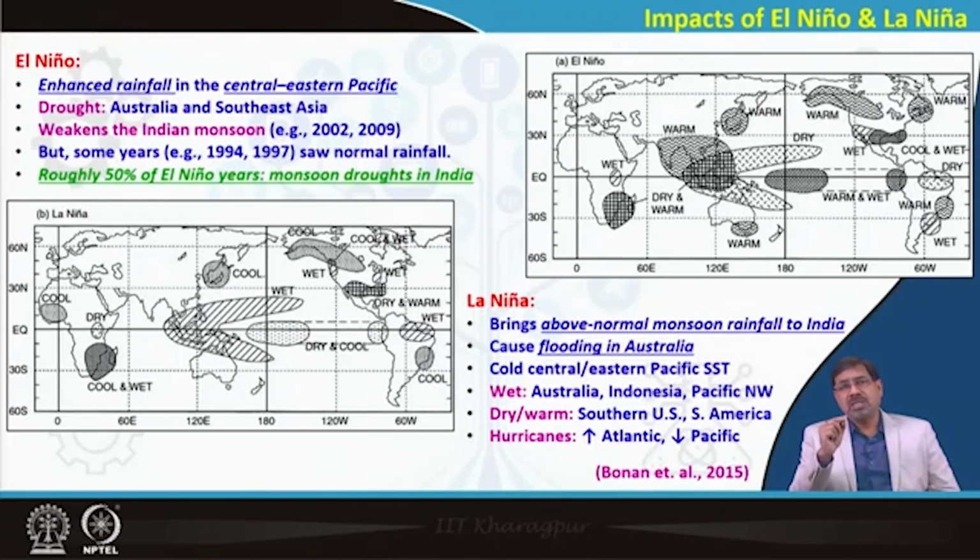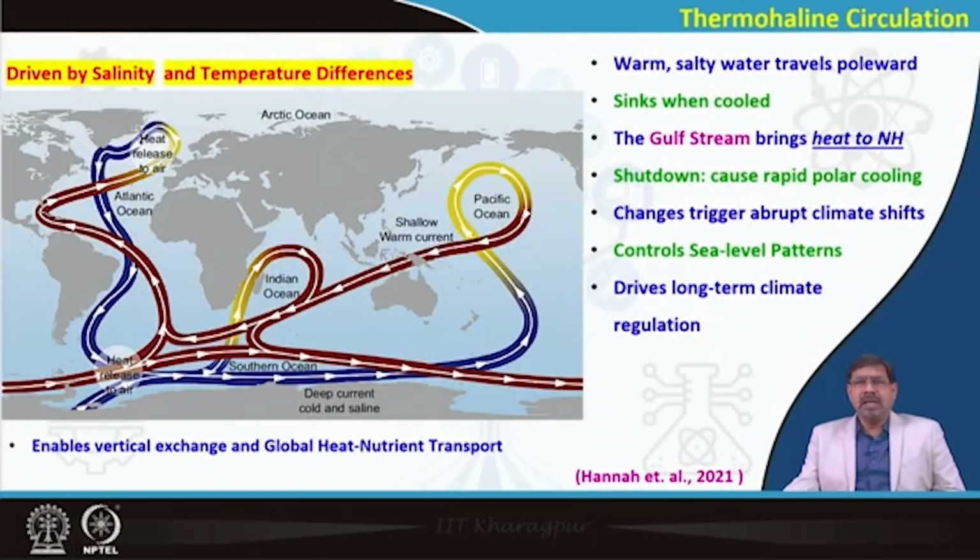So, the regions which have been hatched or encircled depict the impacts realized over different parts of the globe from El Nino and La Nina, in terms of receiving higher or lower rainfall, above or below normal rainfall, and drought or flooding conditions. This depiction has been picked from Bonan et al., in the book on ecological climatology published in 2015.